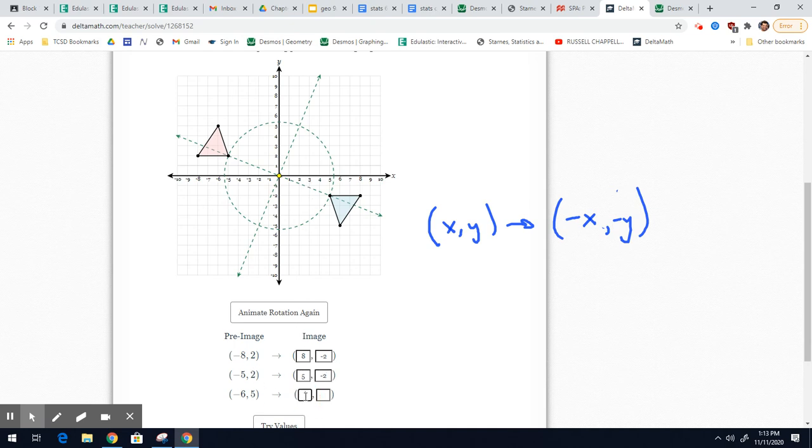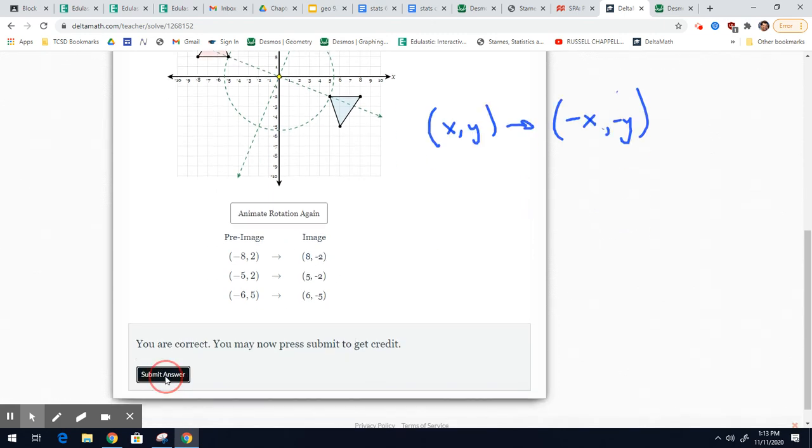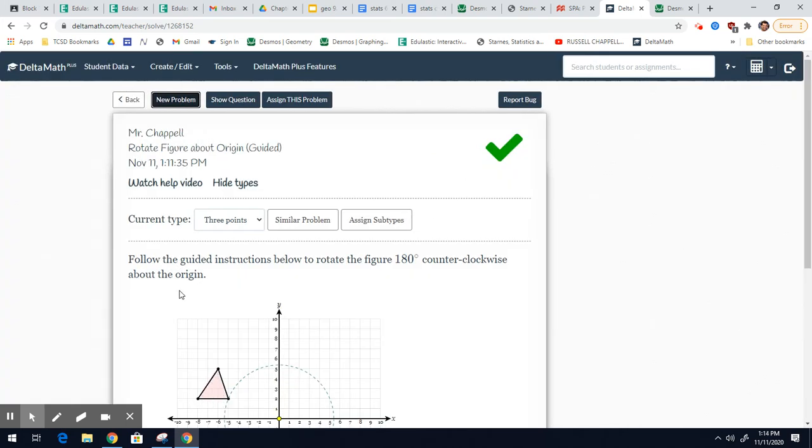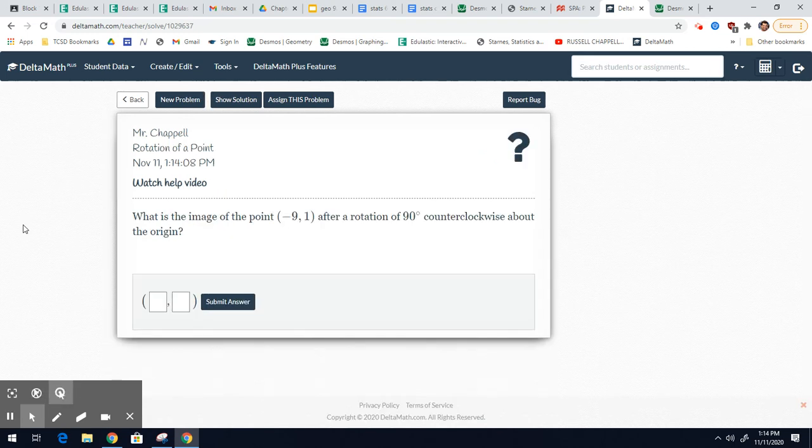And this one should be 6, -5. Let's see. 6, -5. There we go. Try those values out. We are correct. Boom, boom. Green, check mark. Awesome. All right, one more problem to show you. We'll do one of each of these.